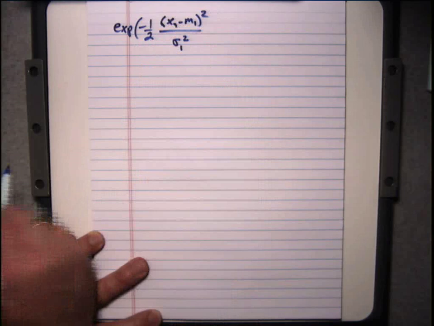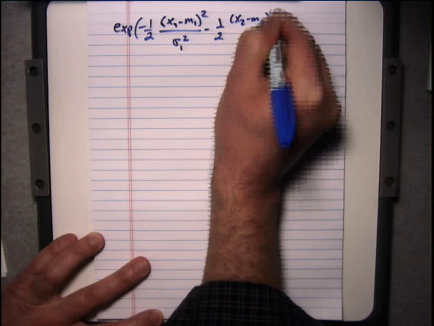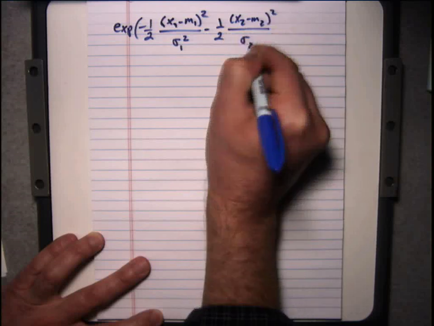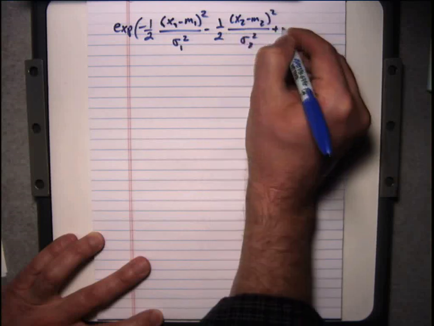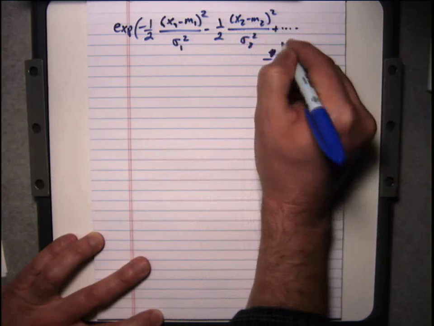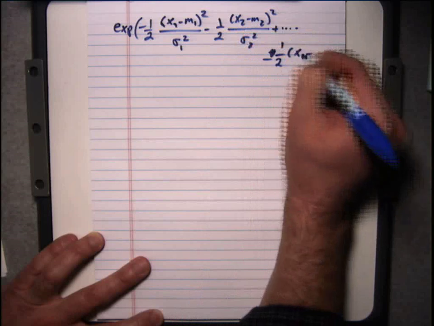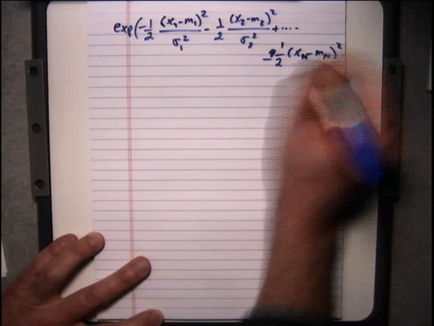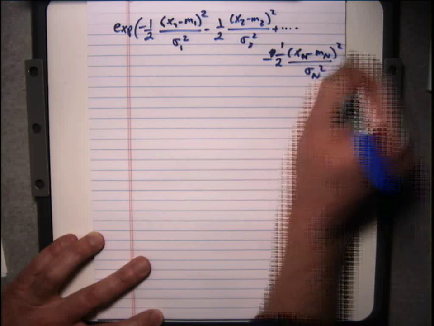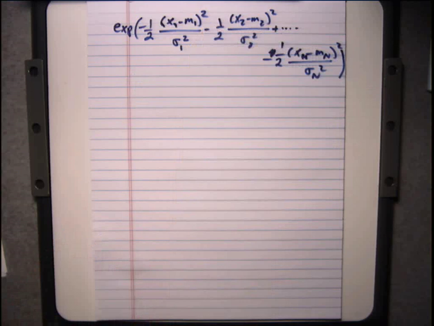And all the other terms are going to be the same. Minus 1/2 (x2 minus m2) squared divided by sigma 2 squared, and so on, plus minus 1/2 (xn minus mn) squared divided by sigma n squared. Okay, so this is the exponential of the sum of a bunch of terms, right?